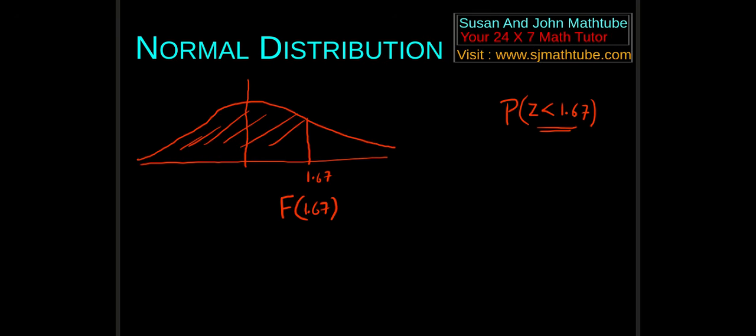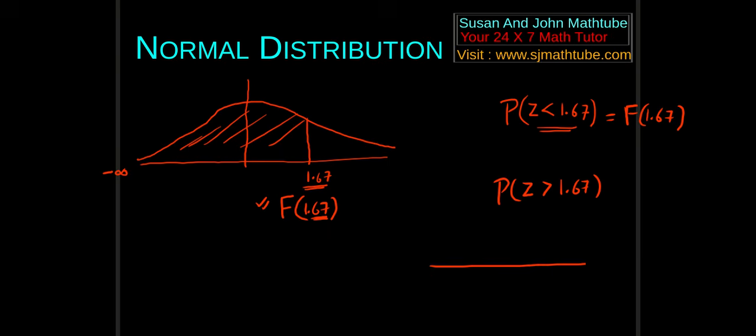I told you how to find this. And capital F means the area from minus infinity to the number you mention inside the bracket. So this is actually capital F of 1.67. Now suppose our question is find probability of Z greater than 1.67. Now we have a problem. Look at this. We have the standard normal graph, and let's say this is 1.67. And this time you are interested in this area.